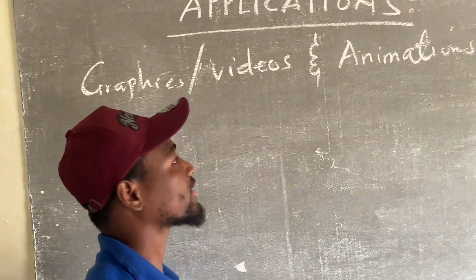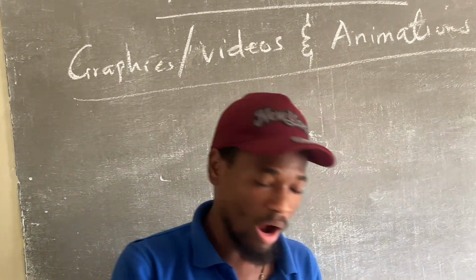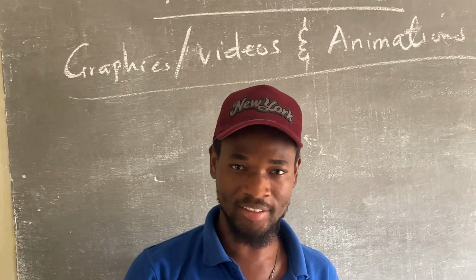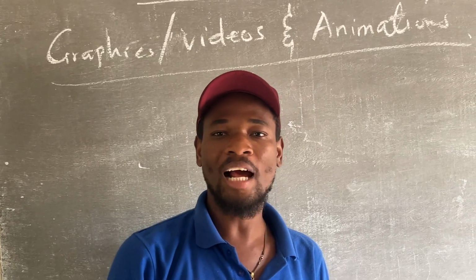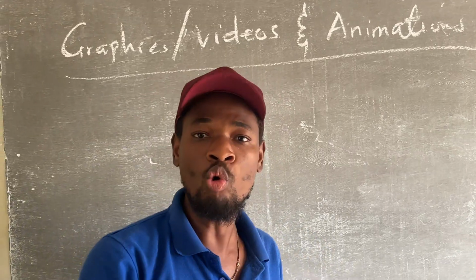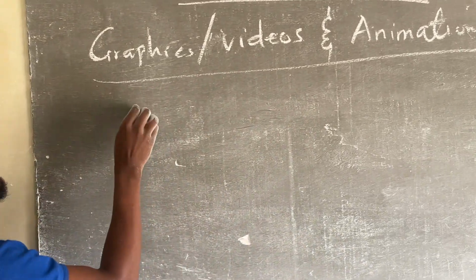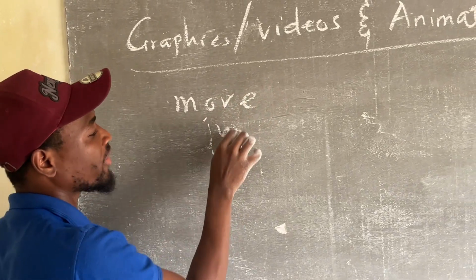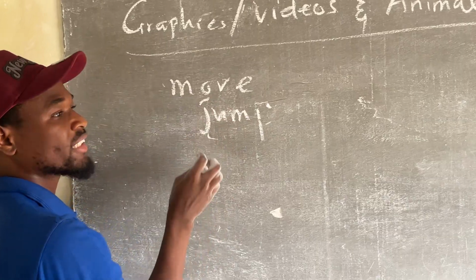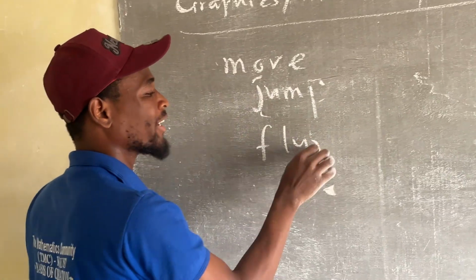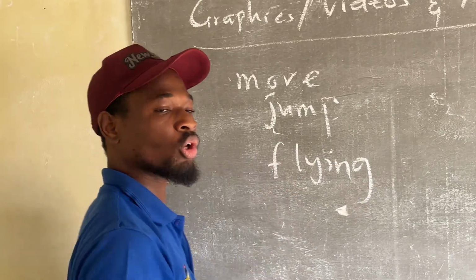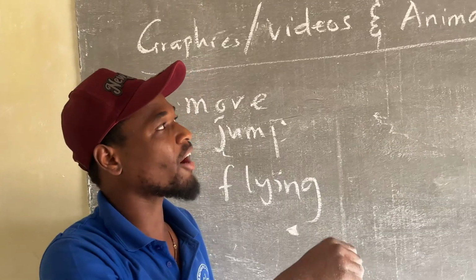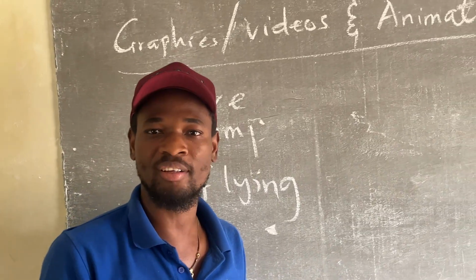Viewers, this is very simple. Whenever you are watching a video, you realize that we have characters. These characters move. Some move, some jump. You see some of the characters flying, like a whole lot of stuff. And so videos, graphics and animation use parametric equations.